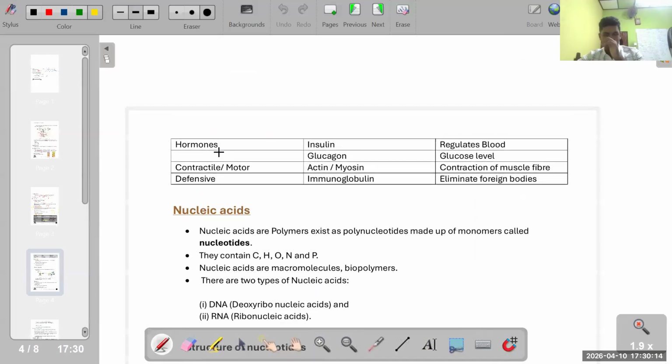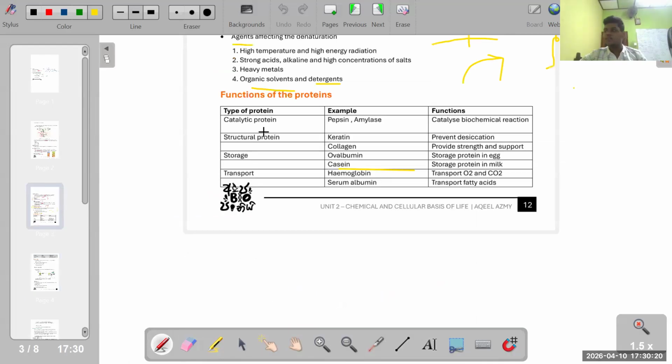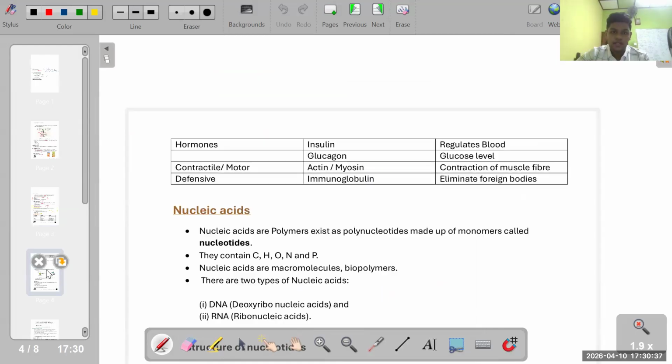Hormones. So some proteins act as hormones also. They can ask what the main characteristic features of protein are, or what types of functions they can render. We can say they can act as catalytic proteins, structural proteins, storage proteins, transport proteins, hormones, contractile or motor proteins, and defensive proteins. These are some main types of proteins, right?